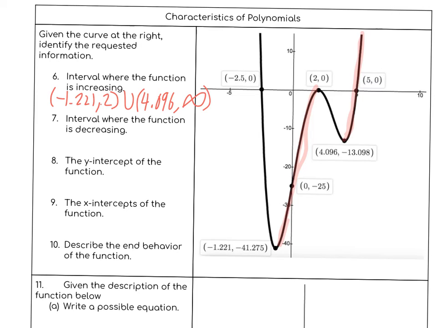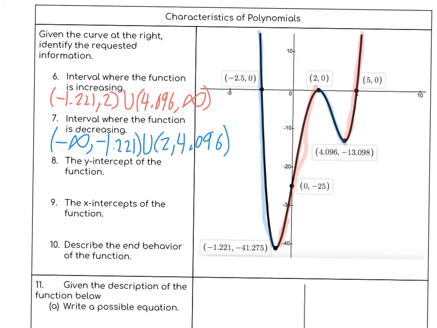And we're going to highlight these blue. So there and here. And those decreasing intervals are from negative infinity to negative 1.221. And then from 2 to 4.096. Noticing that I only use the x values for these intervals.